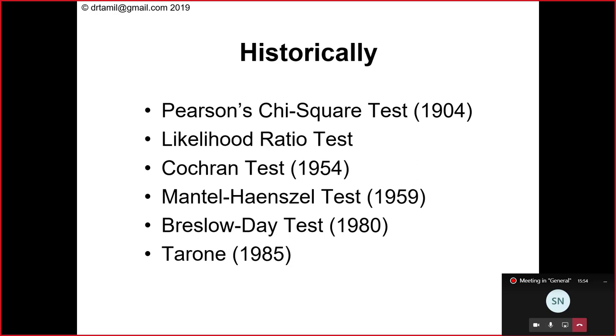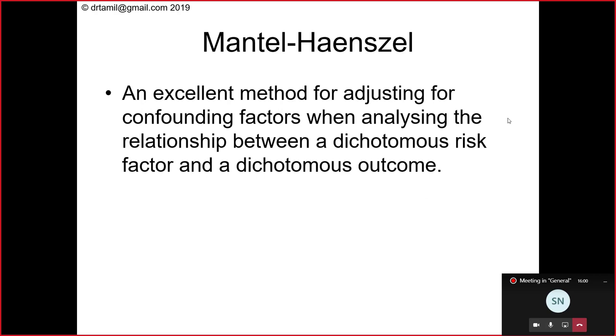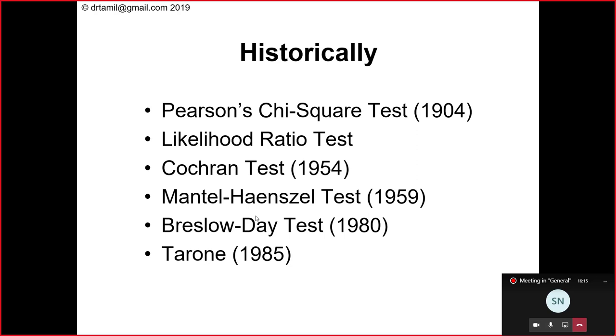Let's go to the next one. When we say this Mantel-Haenszel test, in fact, it is an amalgam, a combination of the Cochran-Mantel-Haenszel test. So it is not just the Mantel-Haenszel test, it is the Cochran-Mantel-Haenszel test. So we're doing a combination of all these tests in one go.